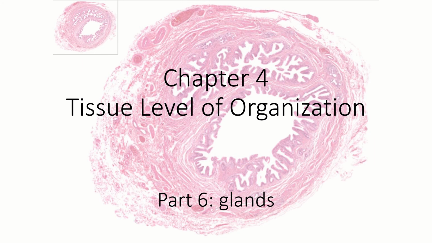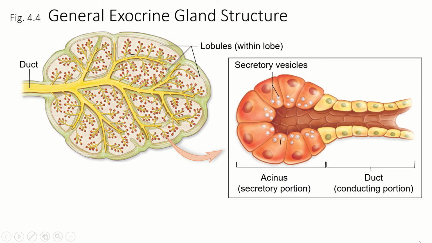Let's talk about glands. What are glands? Glands are groups of cells that create a secretion that then is released somewhere. In this case, we're going to talk about exocrine glands. The "exo" in exocrine means outside. So these are distinguished from endocrine glands that secrete into the bloodstream inside the body.